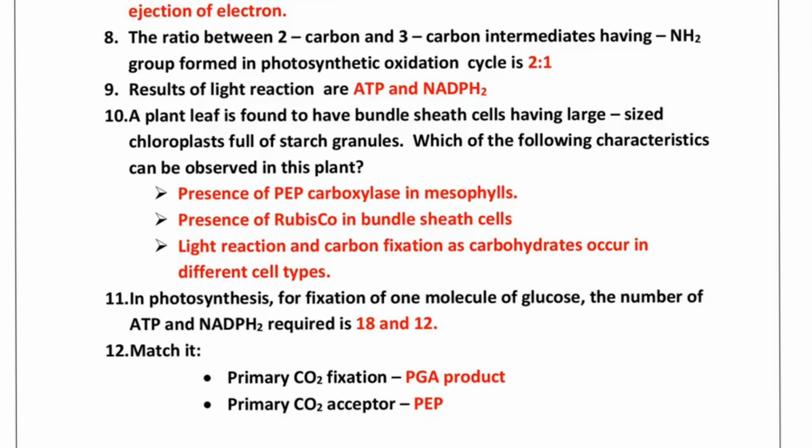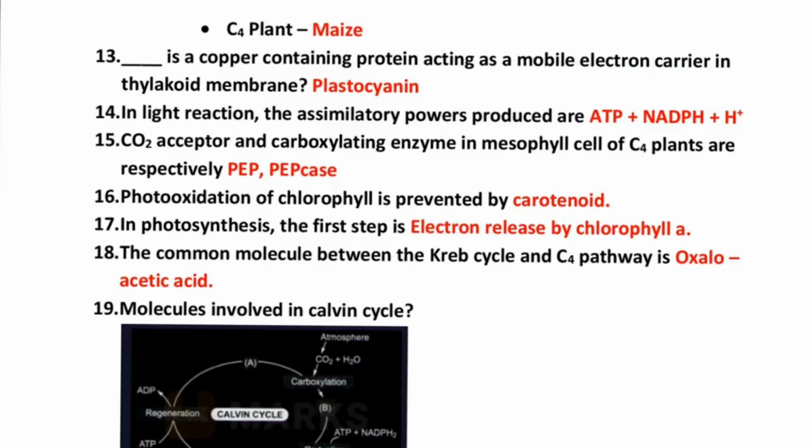Match it. Primary CO2 fixation, PGA product. Primary CO2 acceptor, PEP. C4 plant, maize. Dash is a copper-containing protein acting as a mobile electron carrier in the thylakoid membrane: plastocyanin. In the light reaction, the assimilatory powers produced are ATP plus NADPH plus H+. CO2 acceptor and carboxylating enzyme in mesophyll cells of C4 plants are respectively PEP and PEP carboxylase.